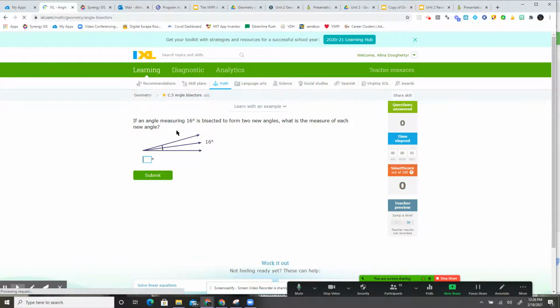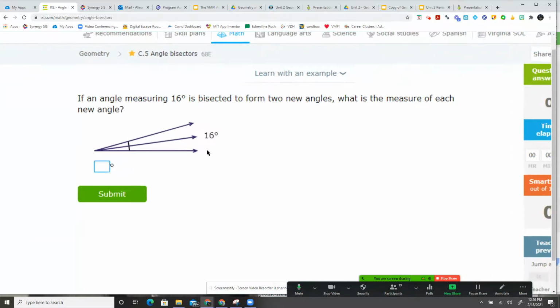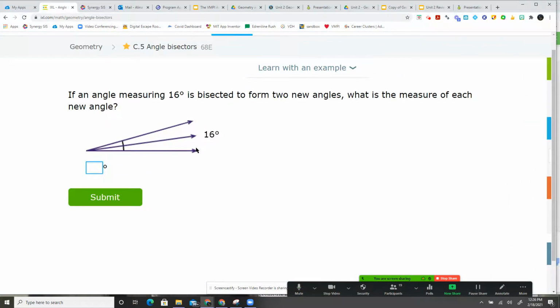You're going to have to read these, okay? If an angle measuring 16 degrees is bisected, that means this whole angle is 16 degrees. So if it's bisected to form two new angles, I cut it in half. This piece is 8 and this piece is 8.